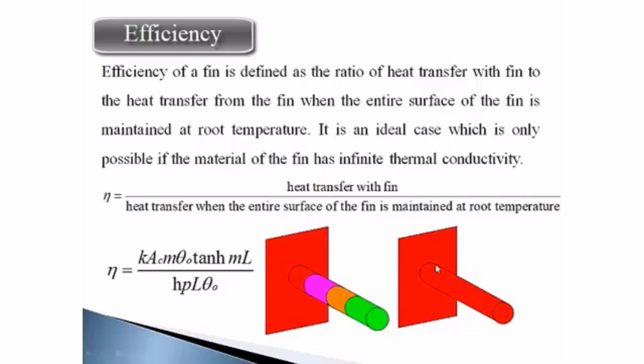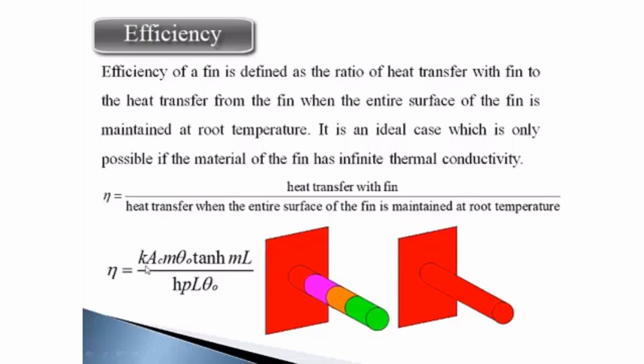When you have infinite thermal conductivity, the efficiency will be maximum. Now that is 100% efficiency. In other cases, efficiency will be less than 1. Usually the efficiency is less than 1. You will get efficiency 100% or 1 only when the entire surface is at the same temperature. So let us find out the efficiency. Again, we are taking a fin with negligible heat transfer from the end.